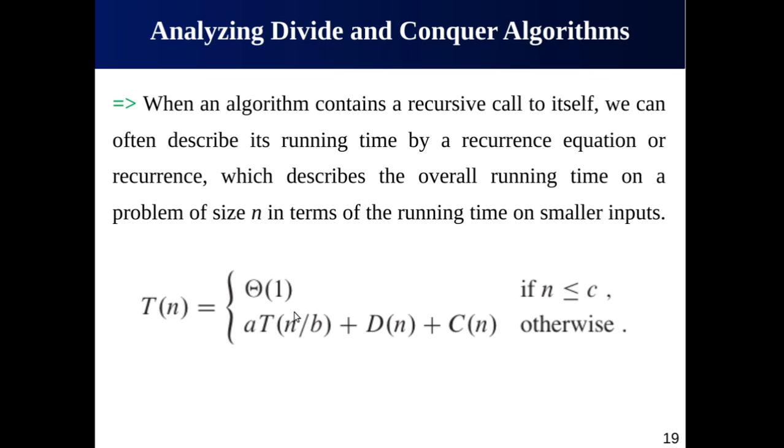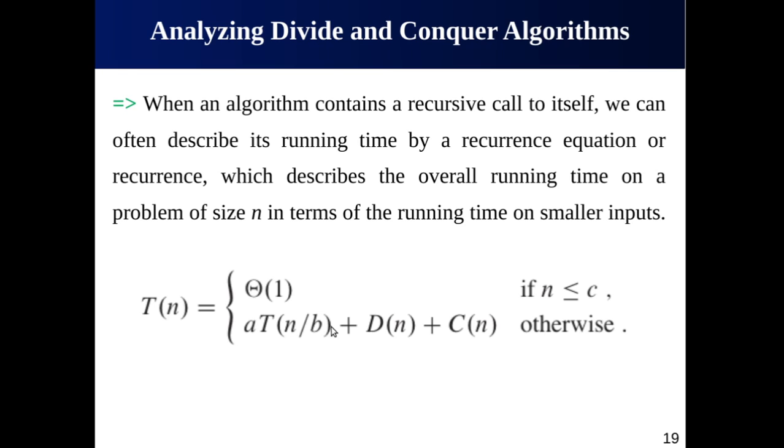So the time taken to solve one subproblem is equal to T of n by b. So what is going to be the total time? You need to multiply the time taken by each subproblem by a, the number of subproblems. Once you multiply them, you will get the time taken for solving the whole problem.